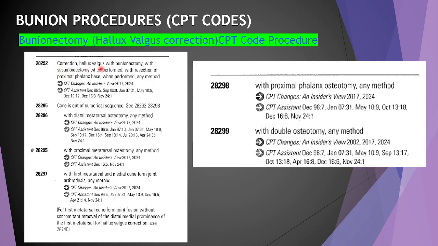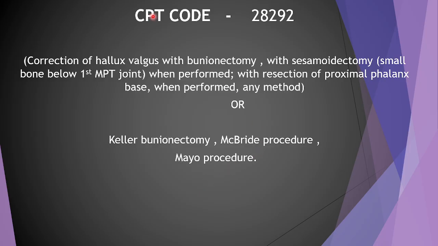28292, that is correction of hallux valgus with bunionectomy, with sesamoidectomy when performed, with resection of proximal phalanx. 28295, with proximal metatarsal osteotomy. 28296, with distal metatarsal osteotomy. 28297, with first metatarsal and medial cuneiform joint arthrodesis. 28298, with proximal phalanx osteotomy. 28299, with double osteotomy. So these were the CPT codes. I will show you in detail because this is a very complex procedure. So we'll see these CPT codes one by one.